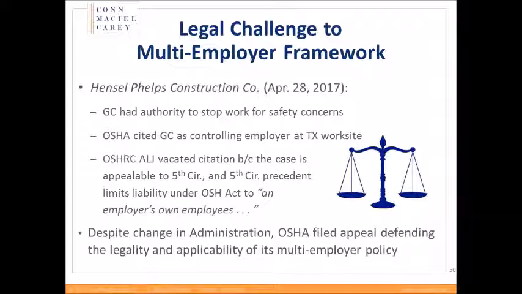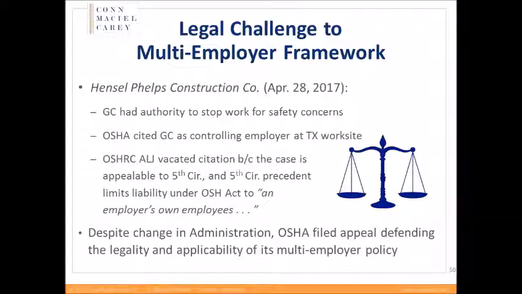However, because the job site was in the geographical jurisdiction of the Fifth Circuit, the administrative law judge determined that ultimately the Fifth Circuit standard for the employment relationship would apply. And the Fifth Circuit in the past had clearly ruled that the OSHA Act and its implementing regulations serve to protect an employer's own employees from workplace hazard, and explicitly held that the employer could not be held responsible for instances of noncompliance if their own employees were not affected.